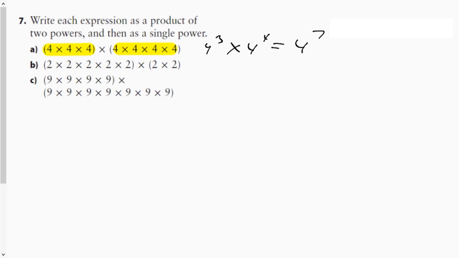Your next one, we have 2 multiplied by itself 5 times and 2 multiplied by itself twice. 2 to the exponent of 5 multiplied by 2 to the exponent of 2. Add those, you get 2 to the exponent of 7 as a power.